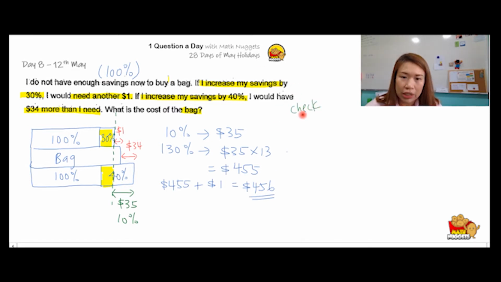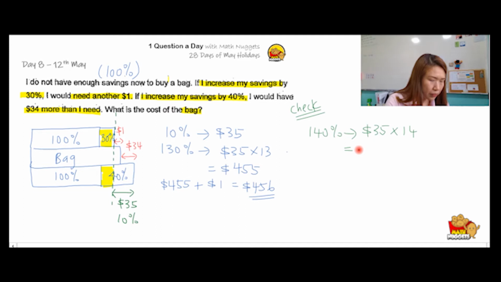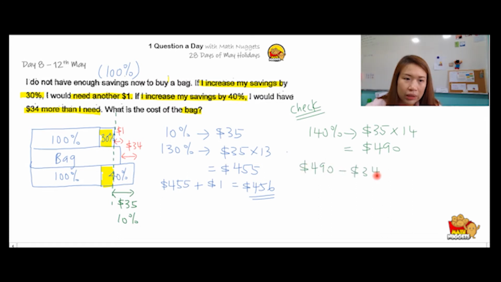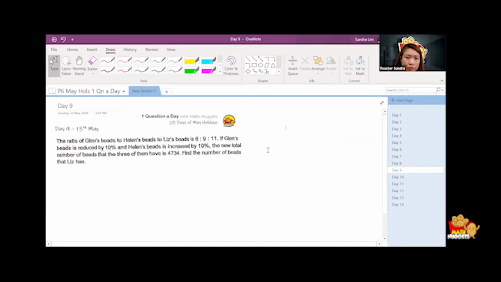At the side, I'm just going to do a check. If I'm going to find 140% of his savings, that will be $35 times 14. That's $490. So I will have to take $490 minus $34. And I will get 456 as well, which means my answer is correct. Okay.